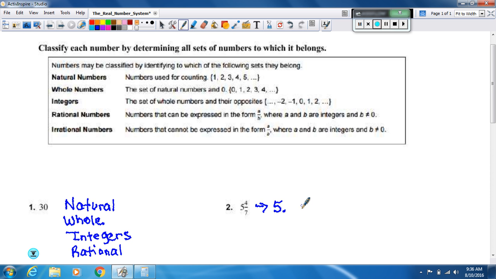So, we do not use it to count. It's not natural, it's not whole, it's not an integer because there are decimals involved. So the only thing that it can be is either rational or irrational. Now, because this is a repeating decimal, it repeats a pattern, so it is rational. If it does not repeat, it is irrational. You can think of that as rational repeats. They both start with the letter R.